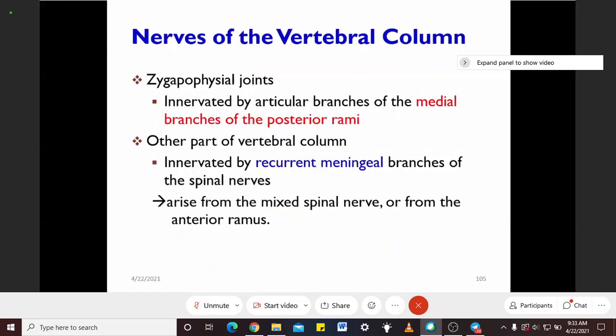Now let's see the nerve supply of the vertebral column. We have seen the nerve supply of the joints, the zygapophyseal joint, as well as the joint between the bodies. Now let's see the structures that form the vertebral column itself. As I was saying before, the zygapophyseal joint is innervated by the posterior rami, which give a medial and lateral branch. The medial branch supplies the zygapophyseal joint.